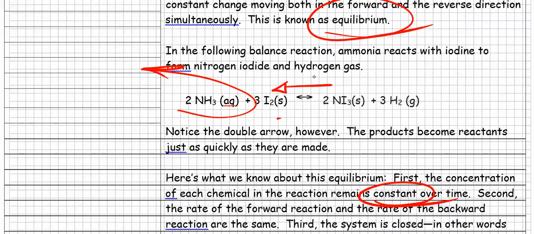Does that mean there's no movement to the right? No, there's still movement to the right. It's just not as much as there was. The shift is going to occur to counteract what you did, all right? And the same can be said about any of these chemicals here.